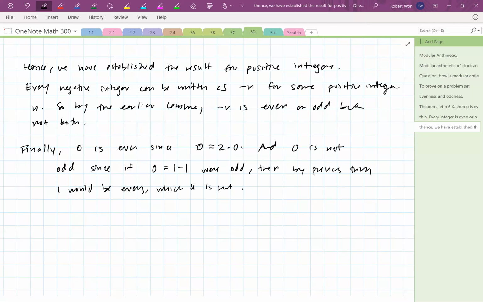Therefore, we've proved this result for the positive integers, the negative integers, and for 0, which means that every integer is even or odd, but not both. A little bit of work.